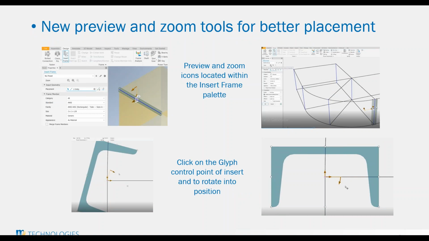There's also new preview and zoom tools that are in here. If any of you have worked in Frame Generator in the past, it was kind of difficult. Once you place a member, you weren't sure if it had the right node. If you weren't sure if it was aligned, you'd have to zoom in and then go back in and edit the member and move it around.